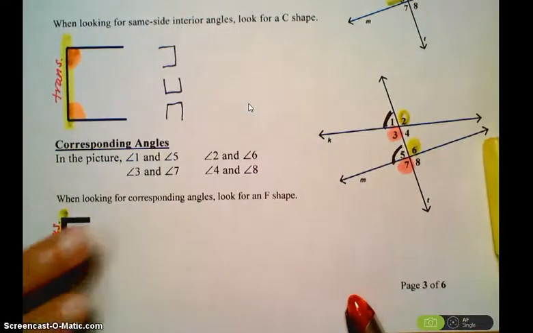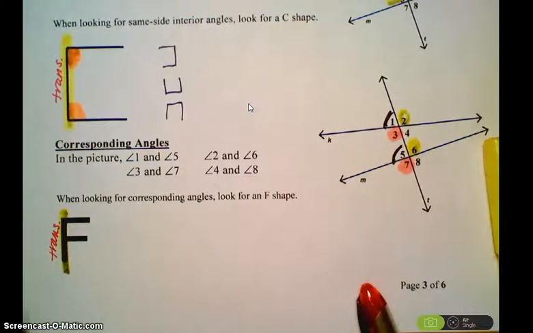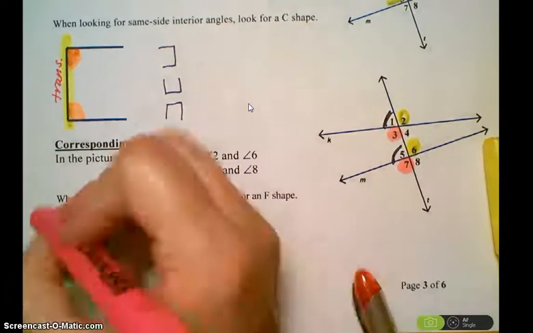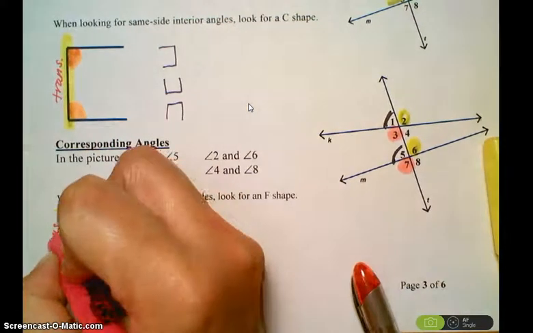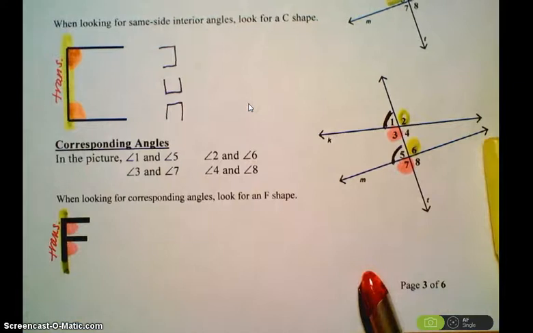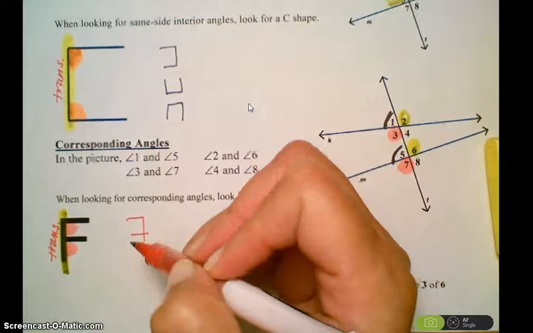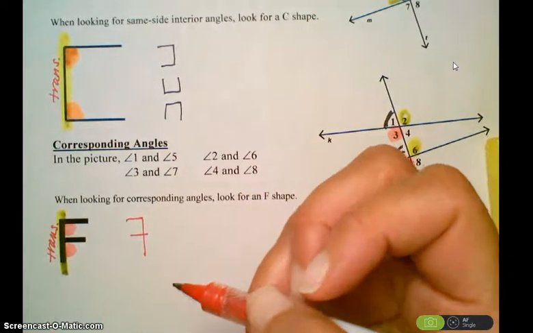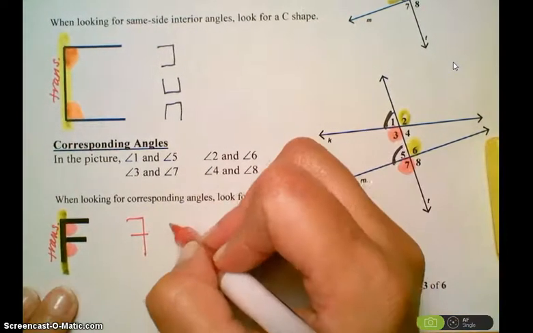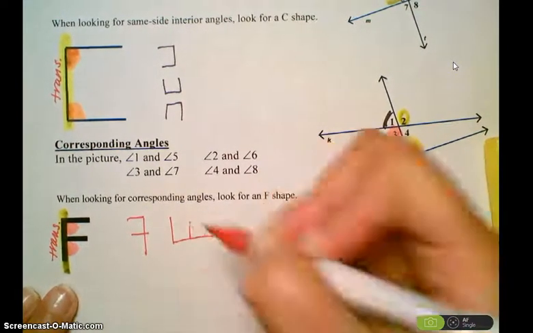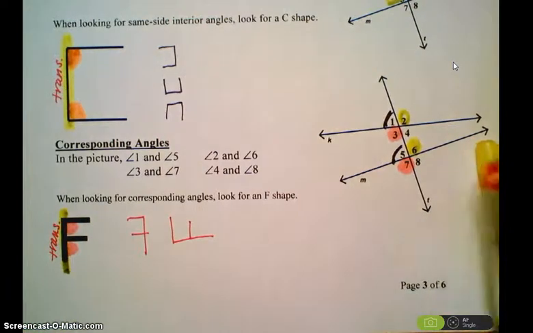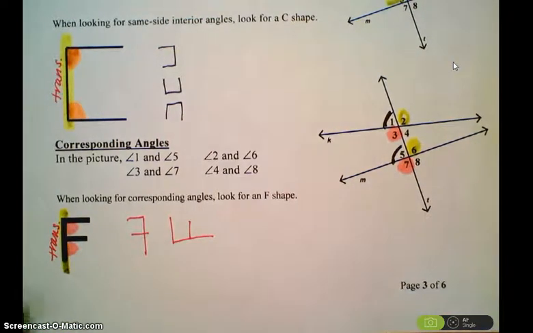The arms of the F are the two lines that are being crossed by the transversal, and then your corresponding angles fall in the crooks of the F. Remember also again that F can be facing to the right, or this would be your left. That F could be laying down. It just depends again on where the transversal is and where the lines are. Okay, we're moving on to page 4.